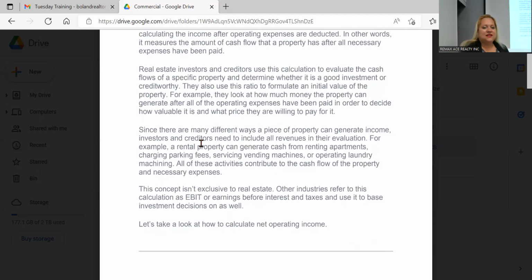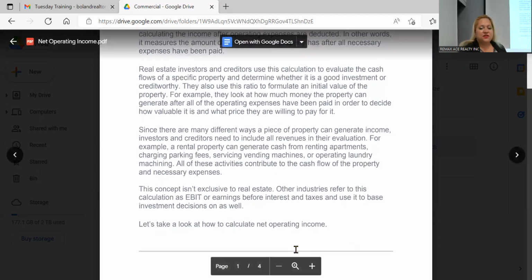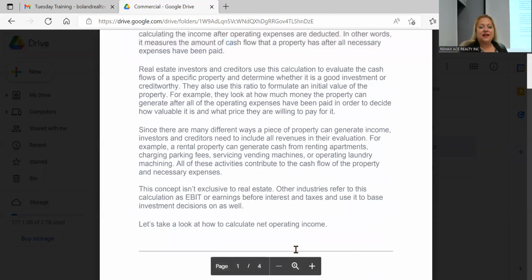So like I was saying, real estate investors and creditors, our clients, use this calculation to evaluate the cash flows of a specific property to determine whether it's a good investment or credit worthy.